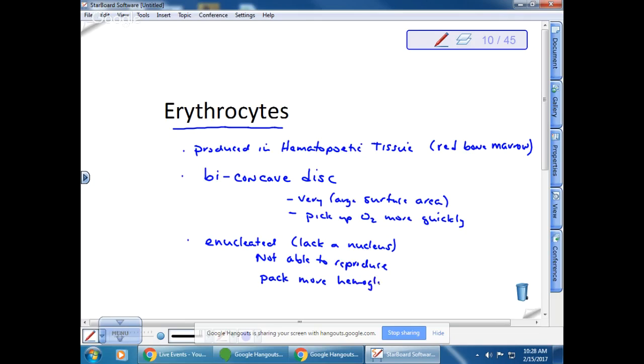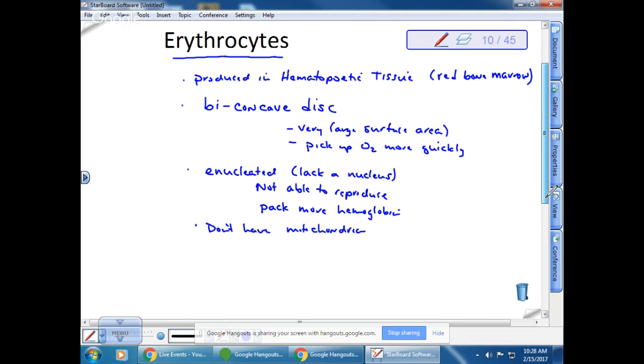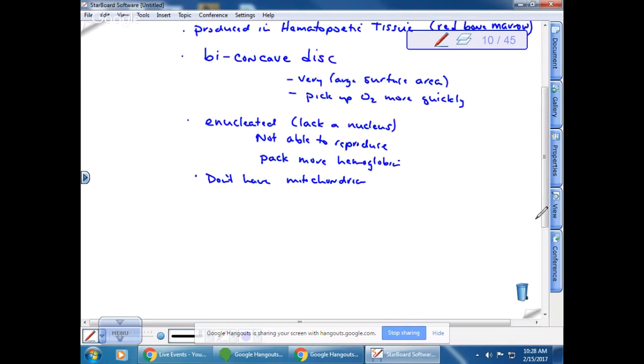So the other organelle they do not have is mitochondria. So remember that mitochondria is where cellular respiration takes place. And so the thing about these red blood cells is that they do not use the oxygen that they are carrying. So they don't use oxygen that they carry.